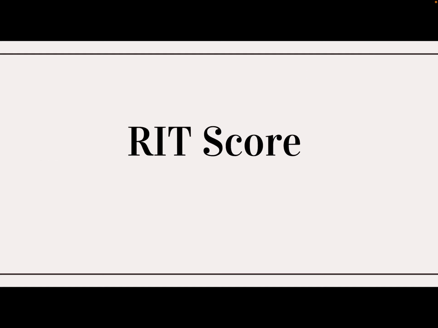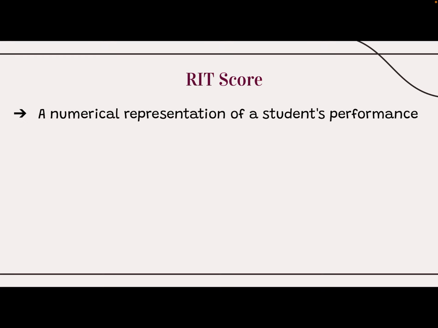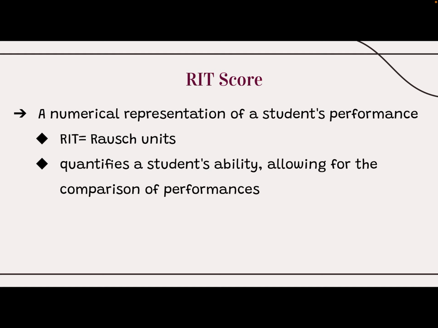So our second term is a RIT score. A RIT score is basically just a numerical representation of a student's performance on the MAP test. After students take the test, part of the data that they'll get back, as will teachers, is a number, and that is a RIT score. RIT just stands for Rasch units, which is just a unit of measurement. And the number basically quantifies a student's ability. That's going to allow you as a teacher or an administrator, or parent even, I should say, to compare performances amongst students or groups of students.